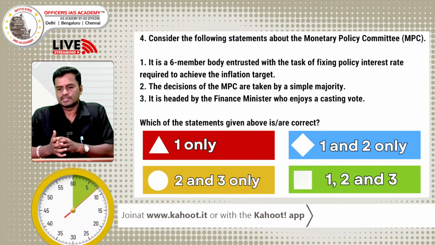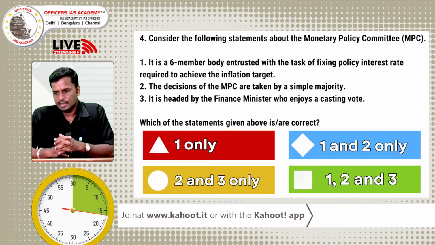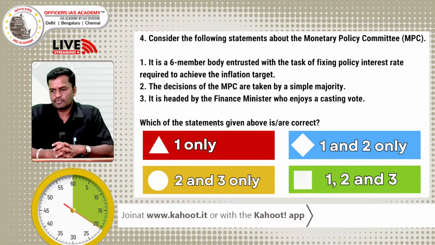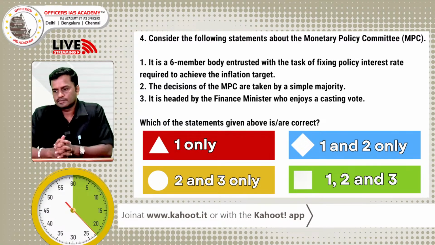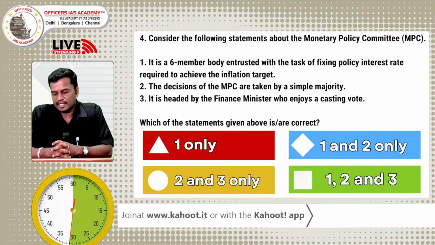Fourth question is from subject economy. Consider the following statements about the Monetary Policy Committee, MPC. Statement 1: It is a 6-member body entrusted with the task of fixing policy interest rates. Statement 2: Decisions of the MPC are taken by a simple majority. Statement 3: It is headed by the finance minister who enjoys a casting vote.